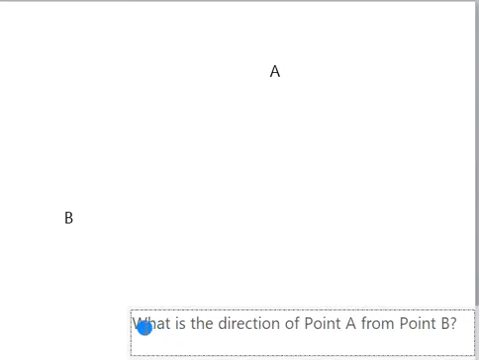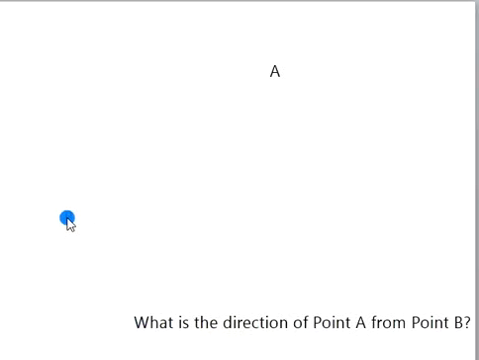So, going through the steps, the first thing I have to do, I identify my 2 points. So, I have a point here, and I have a point here. The second thing to do is to find my starting point. My starting point is whatever comes after the word from. So in this case, my starting point is point B. And since this is my starting point, I will draw a north-south line through my starting point.